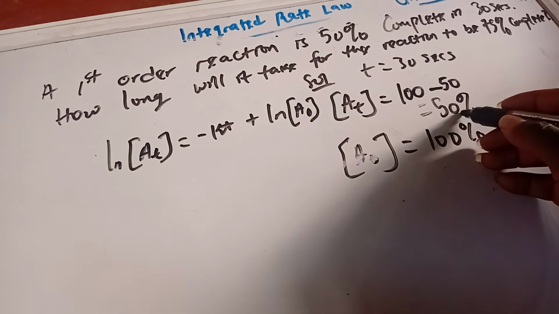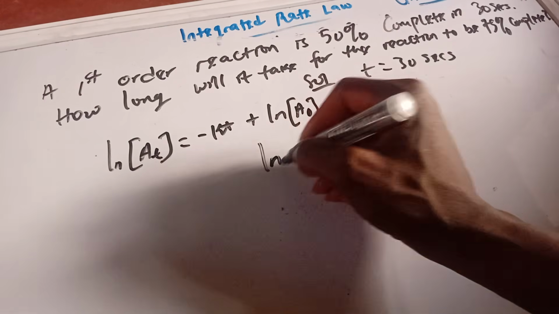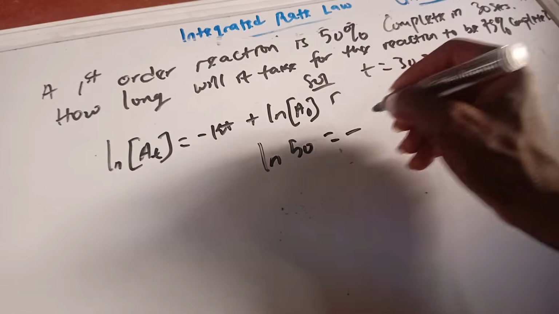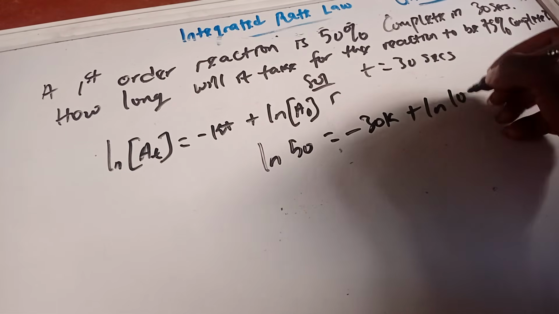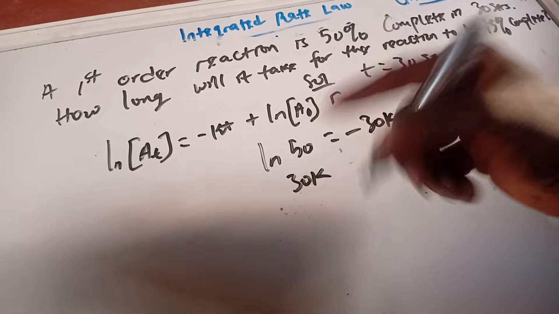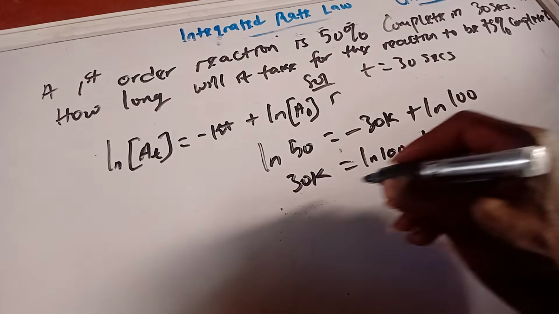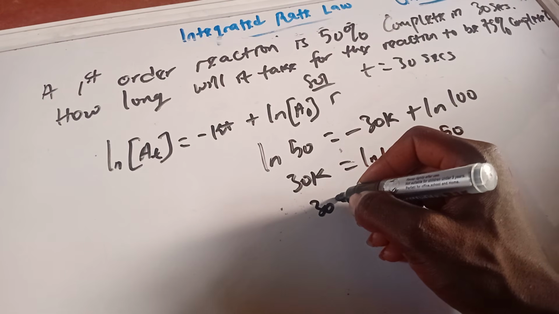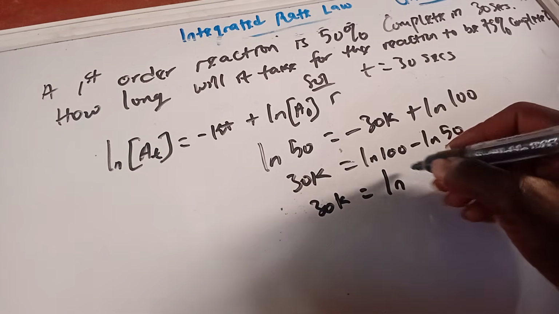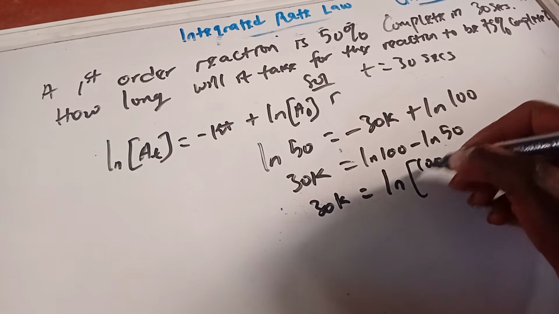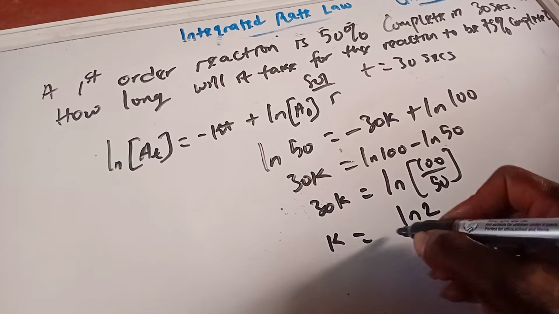So what's our A_t? 50. What's our A naught? 100. So this gives us ln 50 equals minus, our time is 30 seconds, 30k plus ln 100. So here we have 30k. If it comes to the other side, it becomes positive, equals ln 100 minus ln 50, right? So here we have 30k equals, ln A minus ln B is ln A over B, 100 over 50. So k equals ln 100 over 50, that's ln 2, divided by 30.